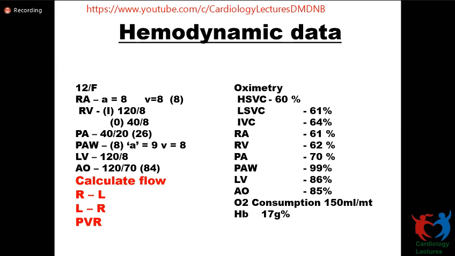RV outflow pressure is systolic 40, diastolic is 8. So there's a significant infundibular stenosis. Very good. Excellent. Pulmonary artery pressure is 40 systolic, 20 diastolic, and mean is 26. So there's no valvular pulmonary stenosis. Very good. Excellent. Now you must interpret PA pressure.